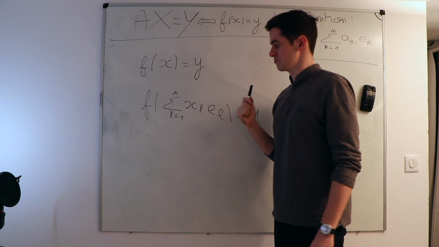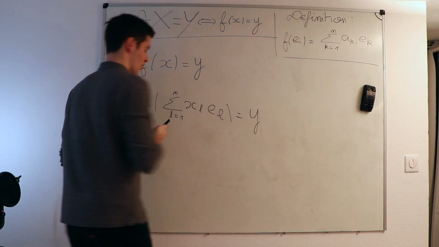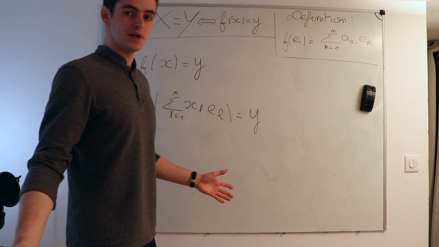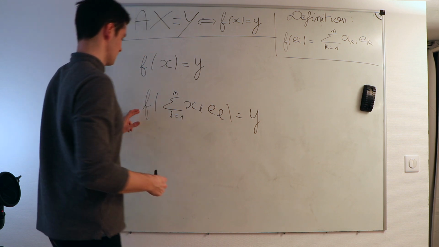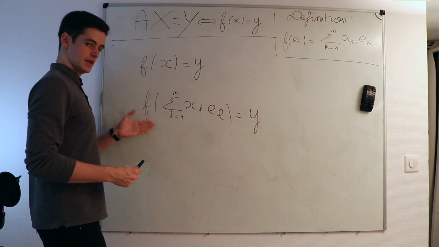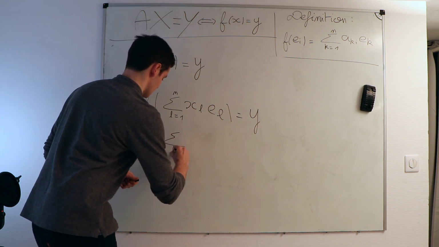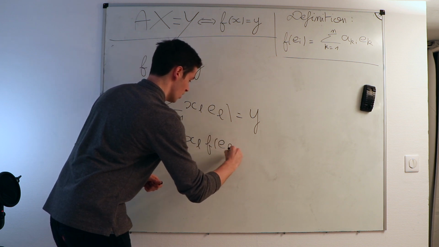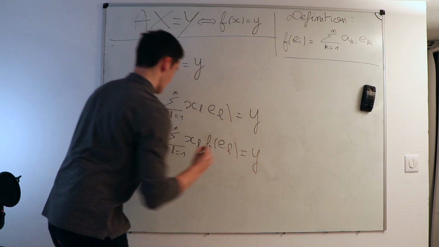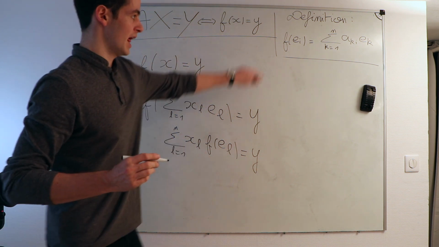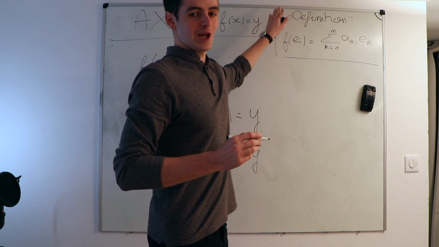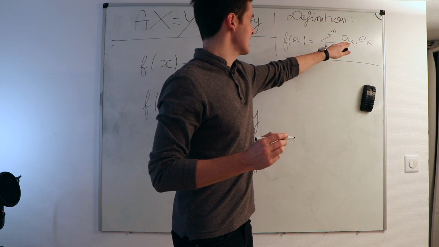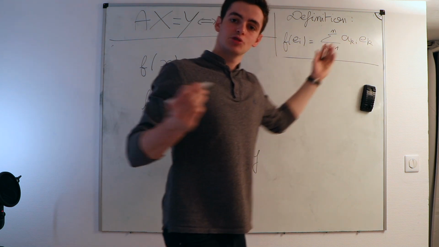Now let's prove the implication. We can rewrite x as the sum for l running from 1 to n of xl el, by definition of a vector in a basis. Then, by definition of an endomorphism, it is linear, so we can rewrite this as the sum for l running from 1 to n of xl F of el. But by definition of the canonical endomorphism, F of el is equal to the sum of the akl ek. So let's use that definition.